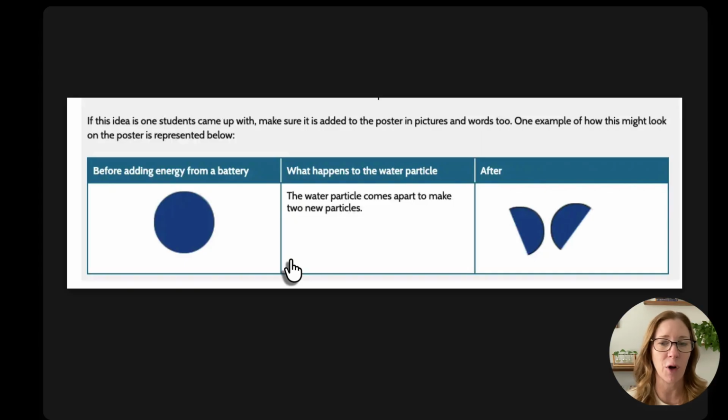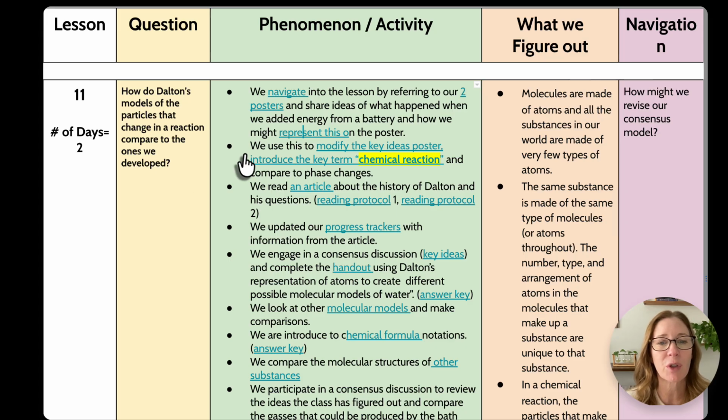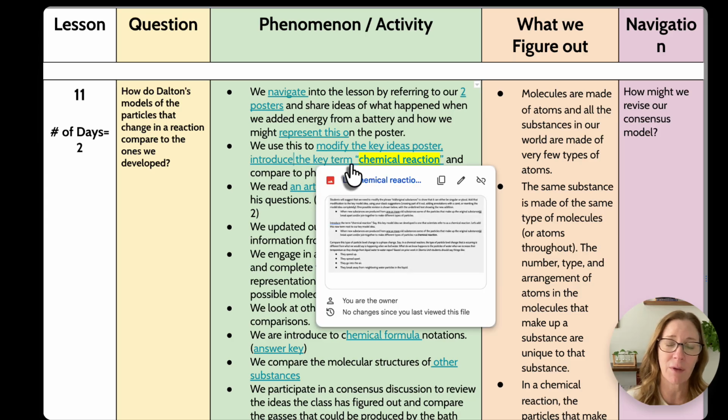It depends on how far you went in your last lesson, but you're going to have your water particle. What happens to it is we add some energy and it comes apart to make two pieces, two particles. So you want to add that to the poster, and we're going to modify our key model ideas to add the term chemical reaction. Now, here is something from the teacher guide to support you on how to get there.